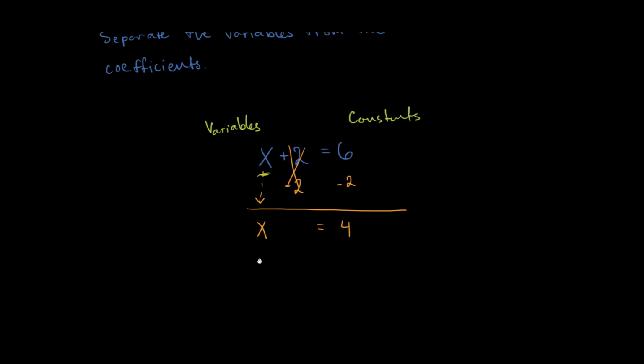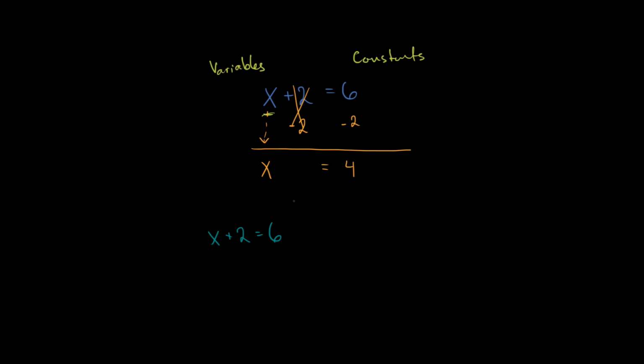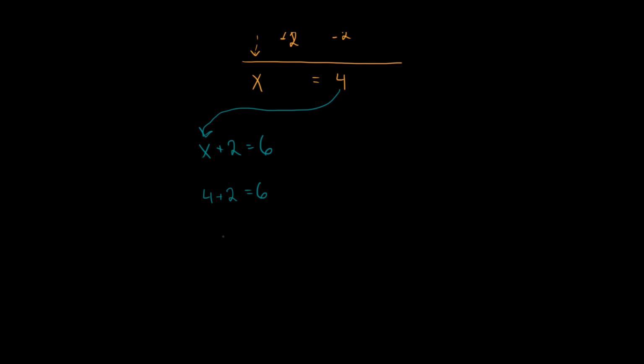And it's always good practice to check your work after this. So our original equation was x plus 2 equals 6, and we just found that x equals 4. So instead of writing x, I'm going to plug in 4. So that gives me 4 plus 2 equals 6. And 4 plus 2 is 6 equals 6. And that is equal, so that means we solved it correctly.